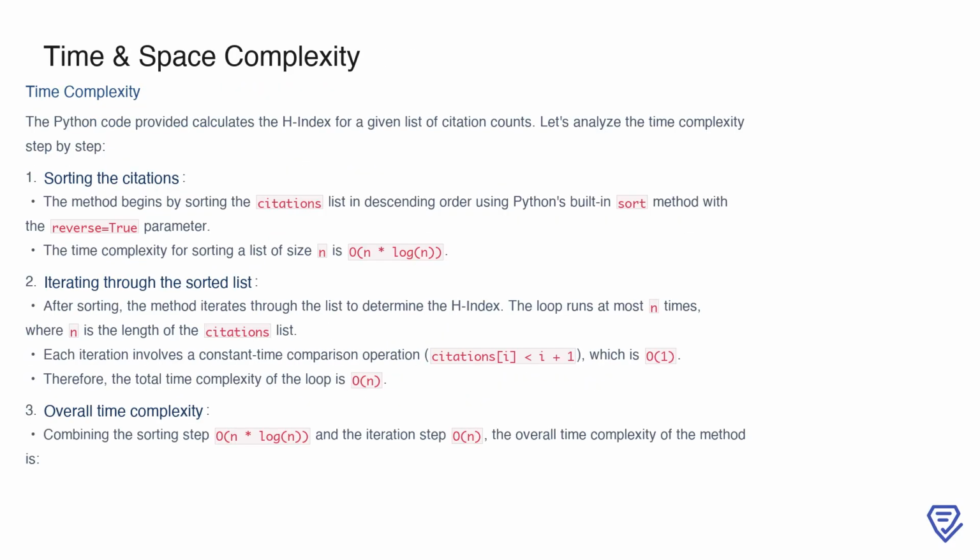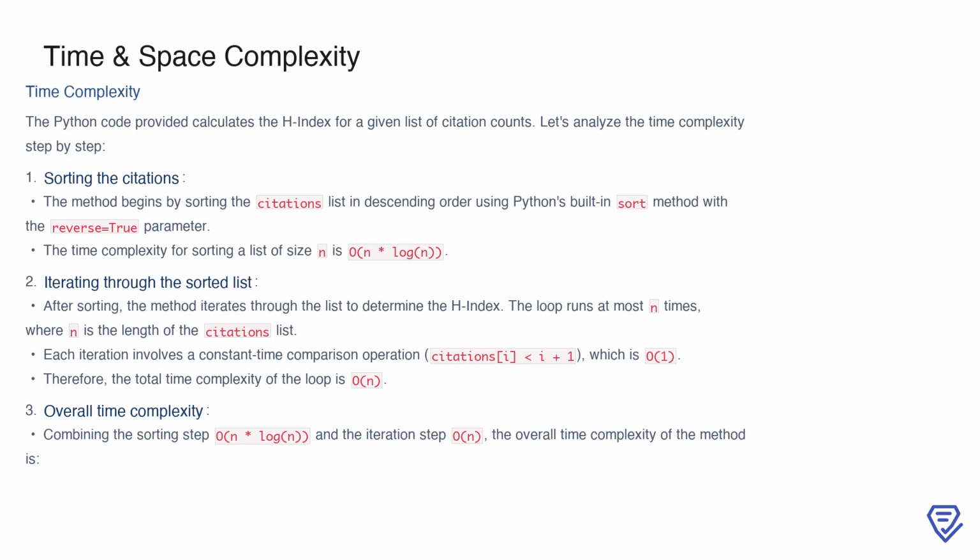To analyze the time complexity of the algorithm that calculates the H-index, let's break it down into distinct steps. First, the code sorts the list of citations in descending order using Python's built-in sort method with the reverse equals true parameter. Sorting a list of size n involves a time complexity of O(n log n), because of the underlying sorting algorithm.